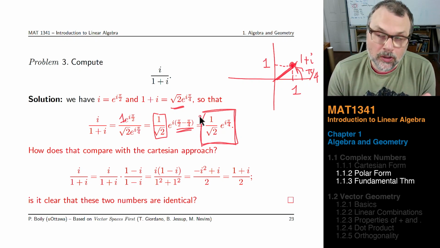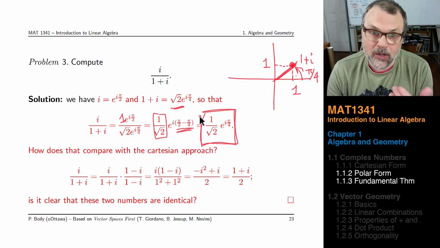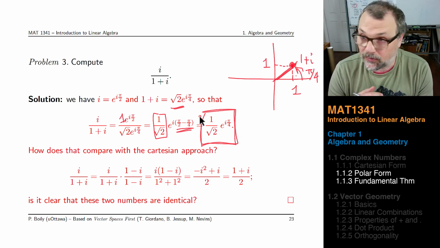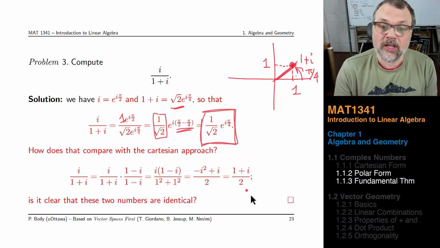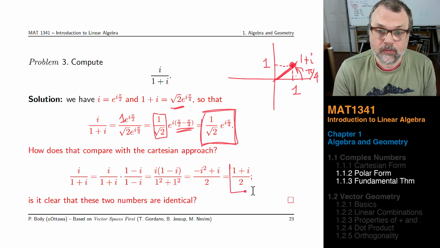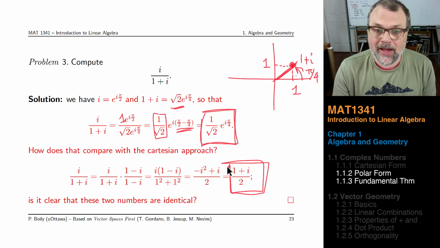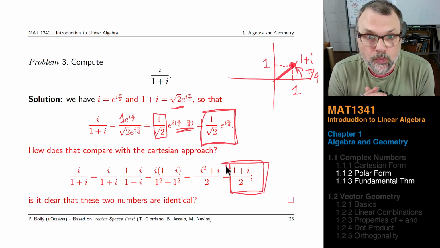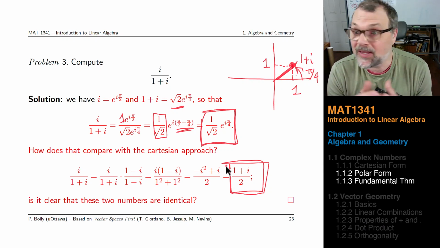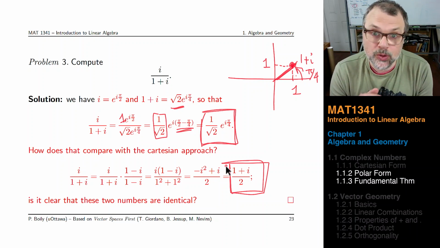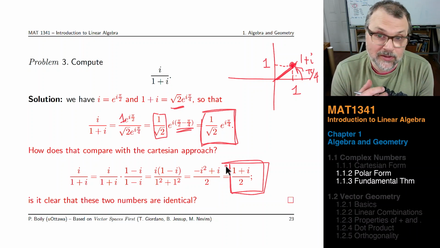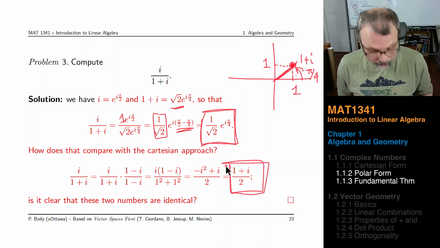If you were to divide i by 1 plus i using the Cartesian formula, which you can, and we just did it a few slides back, you would get 1 plus i over 2. Now, it shouldn't matter which approach you pick, the answer should be the same, and that means that 1 plus i over 2 is the same thing as 1 over square root of 2 times e to the i pi over 4.